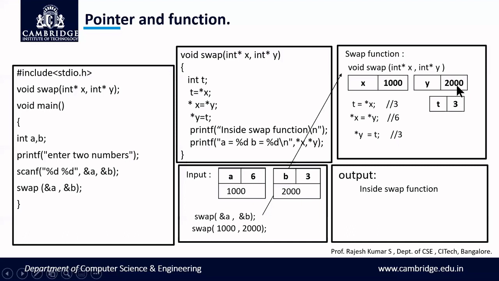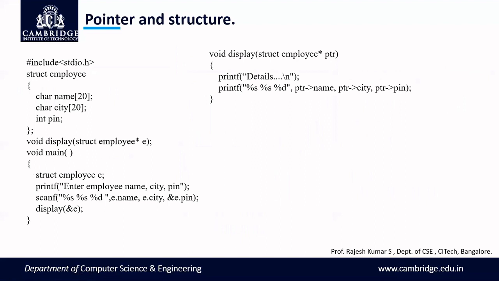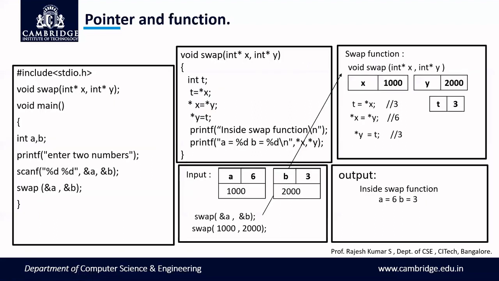Star of Y, the Y's address is 2000. Star of 2000 in the sense, in this particular address what value is stored? 3 is stored. So 3 will be displayed on the monitor screen. This is how we have to relate pointers and functions.